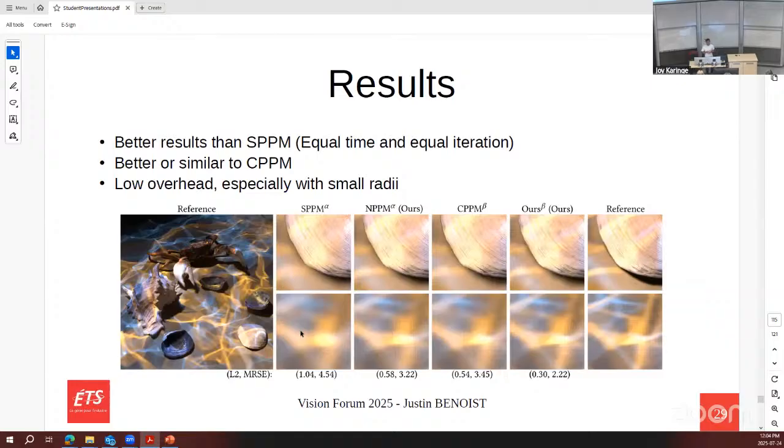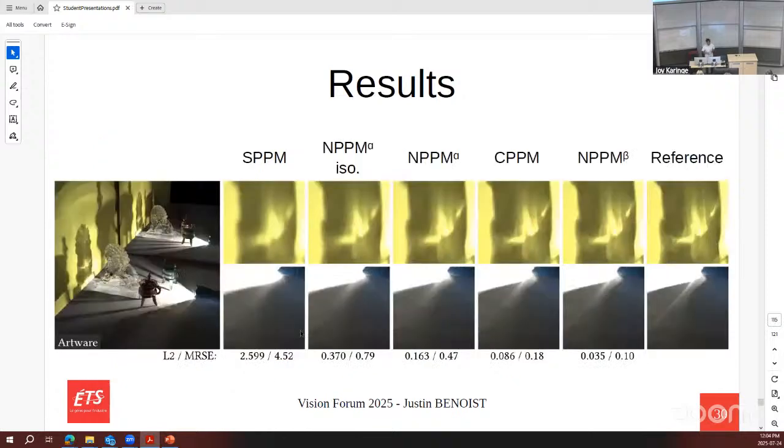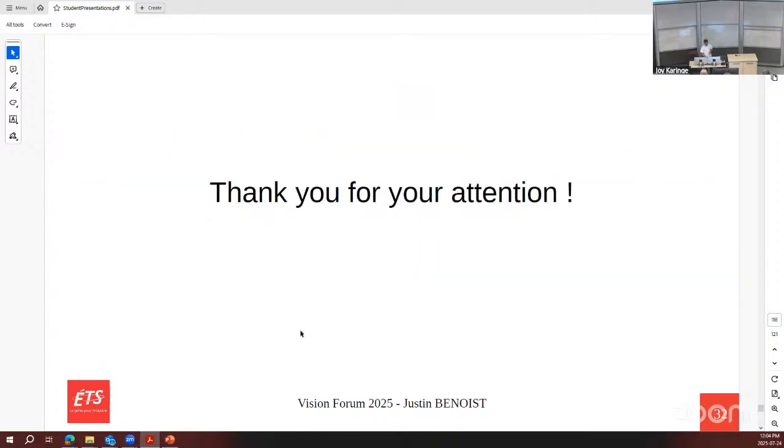We get a low overhead. I don't want to go too much into the details, but we can reuse the encoded photons later to get better performance. And here are some more results. Here we can see, for example, that the caustic created by the lamp is sharper the more we go to the right of the image, thanks to our method. So yes, that was it. Thank you all for your attention.